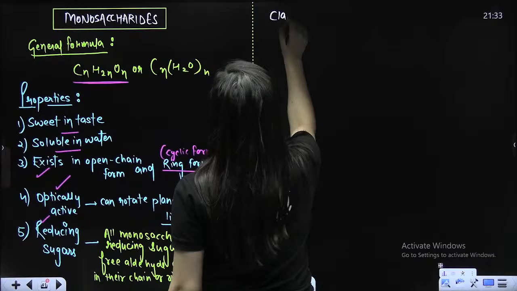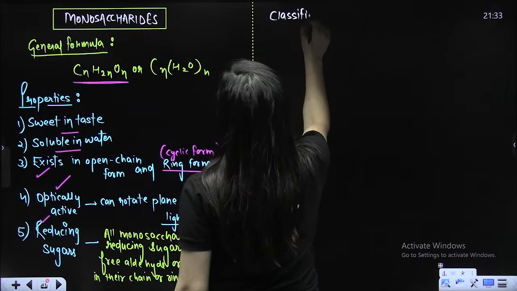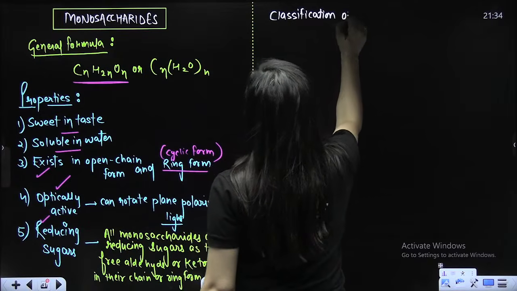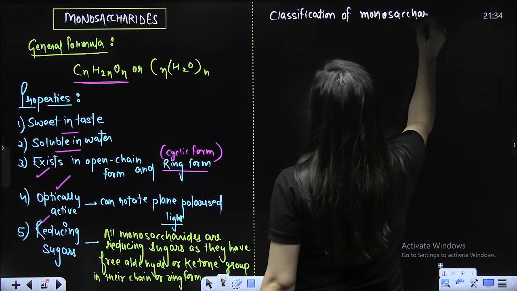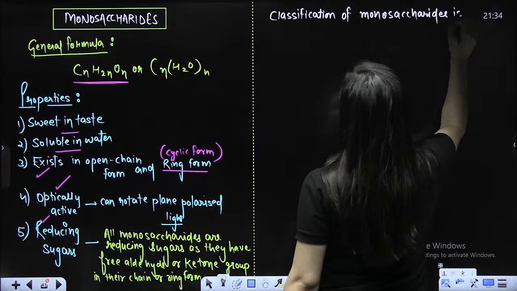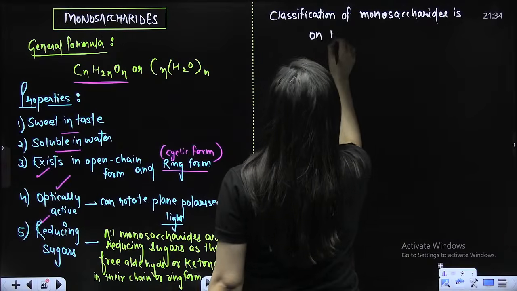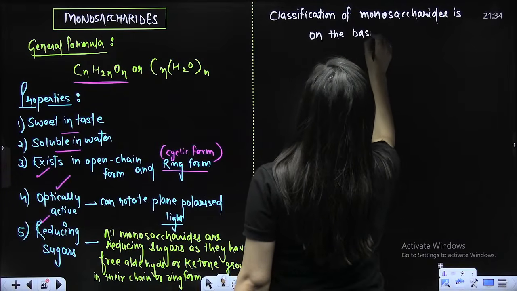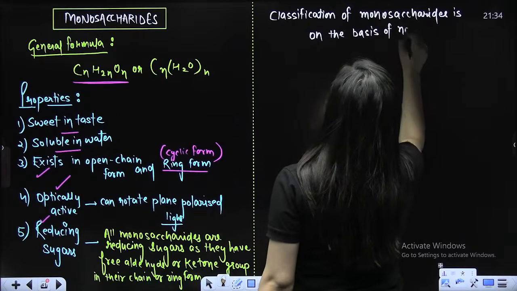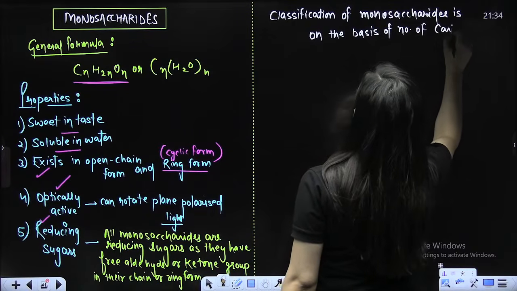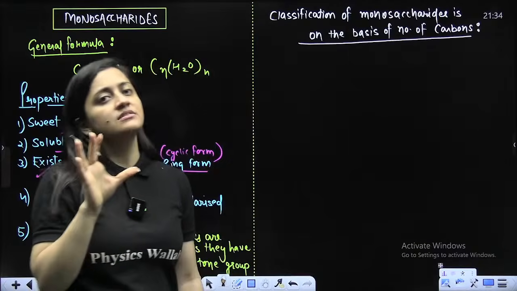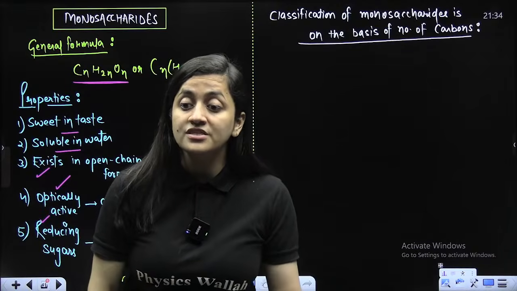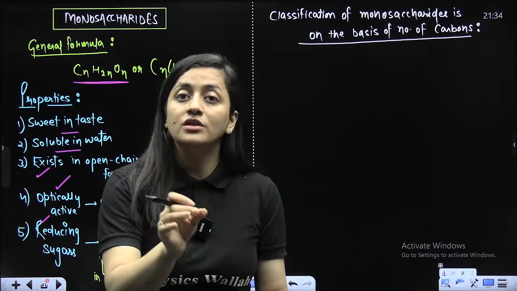So classification of monosaccharides. How do you classify the monosaccharides? Classification of monosaccharides is on the basis of number of carbon. Monosaccharides are single sugars. But how do you classify them? On the basis of number of carbon.